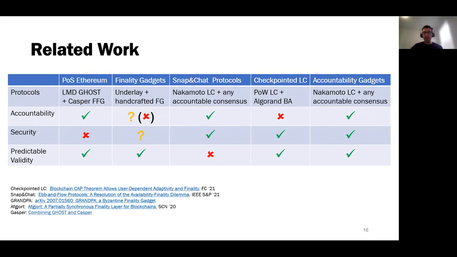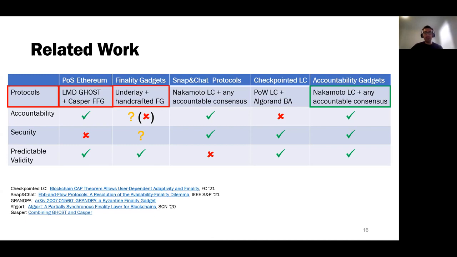Finally, I would like to conclude by comparing our accountability gadgets with some related work. One major axis of comparison is the versatility of the protocols that were used to construct the finality and accountability gadgets. We have seen that accountability gadgets can be instantiated with any accountable safe consensus protocol, and they can be deployed on any Nakamoto-style longest chain protocol, including proof-of-stake longest chain protocols. On the other hand, the finality gadget for proof-of-stake Ethereum is necessarily tied to Casper FFG. In a similar vein, many of the finality gadgets deployed by industrial projects use handcrafted finality gadgets. The same holds true for checkpointed longest chains, which use Algorand BA as their finality gadget. Thus, these other protocols do not provide the same versatility as accountability gadgets.